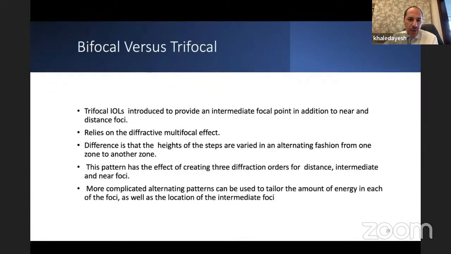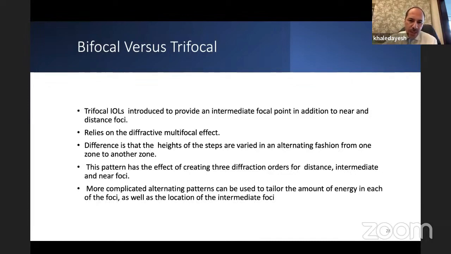The trifocal IOLs were introduced to provide an intermediate focal point in addition to the near and distance foci. They rely on the diffractive multifocal effect. The difference is that the height of the steps is varied in an alternating fashion from one zone to another zone. This pattern has the effect of creating 3 diffraction orders for distance, intermediate, and near foci. More complicated alternating patterns can be used to tailor the amount of energy in each of the foci.